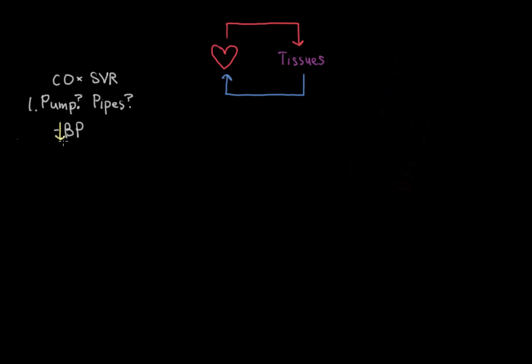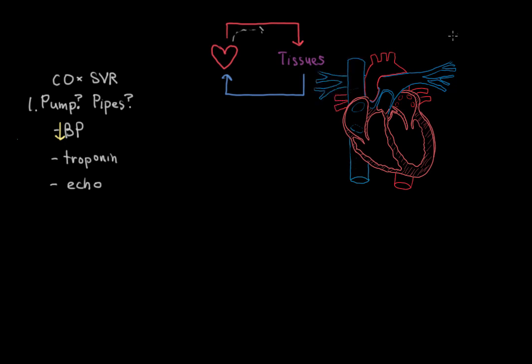Now, how else can we analyze the pump? Heart cells have an enzyme called troponin. So when these heart cells are damaged, they release troponin into the system, and it can be detected in the blood. So getting a blood test for troponins is one way to assess the pump. Getting an echocardiogram is another great way to assess the pump, to look directly at how the heart is functioning and contracting. If it's not contracting properly, blood can't be squeezed forward to the body. So blood pressure, troponins, echo.